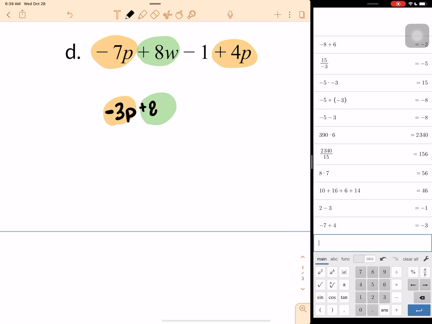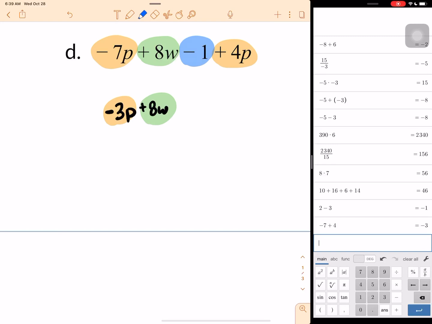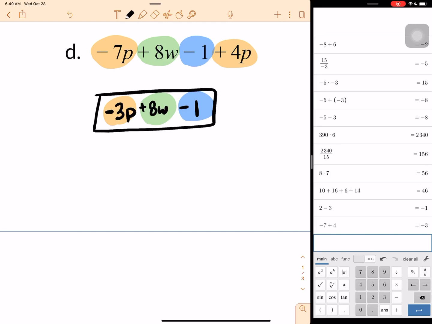8w here. And then here we have just the minus 1. So you guys notice I always save the numbers without the variables for last because you want to combine all your variables first. So this would be our final answer. That's us combining the possible like terms. We only had the p terms there. That was it.